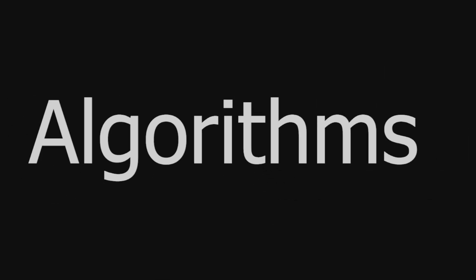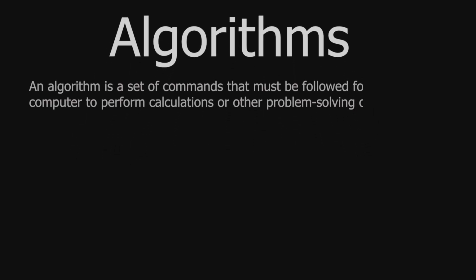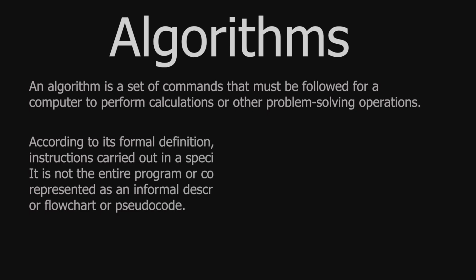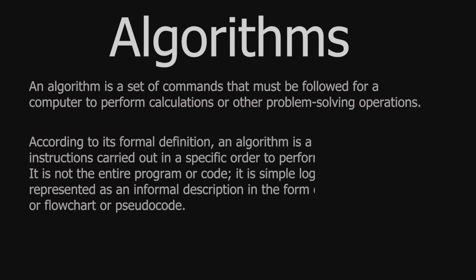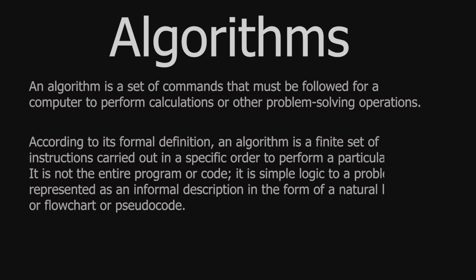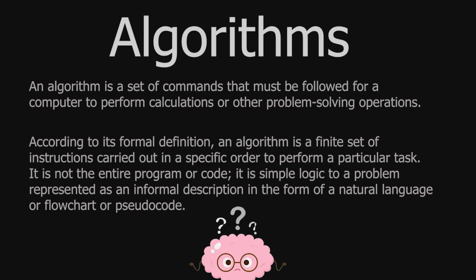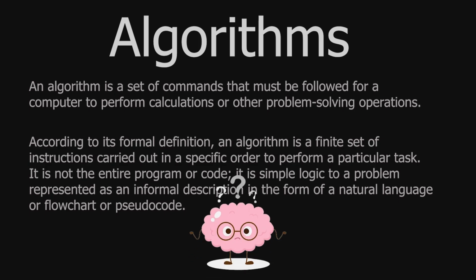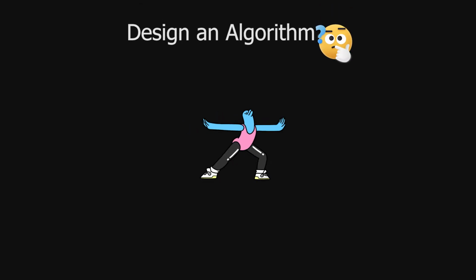Now let's see what are algorithms. An algorithm is a set of commands that must be followed for a computer to perform calculations or other problem-solving operations. According to its formal definition, an algorithm is a finite set of instructions carried out in a specific order to perform a particular task. It is not the entire program or code. It is just simple logic to a problem represented as an informal description in the form of a natural language or flowchart or pseudocode.